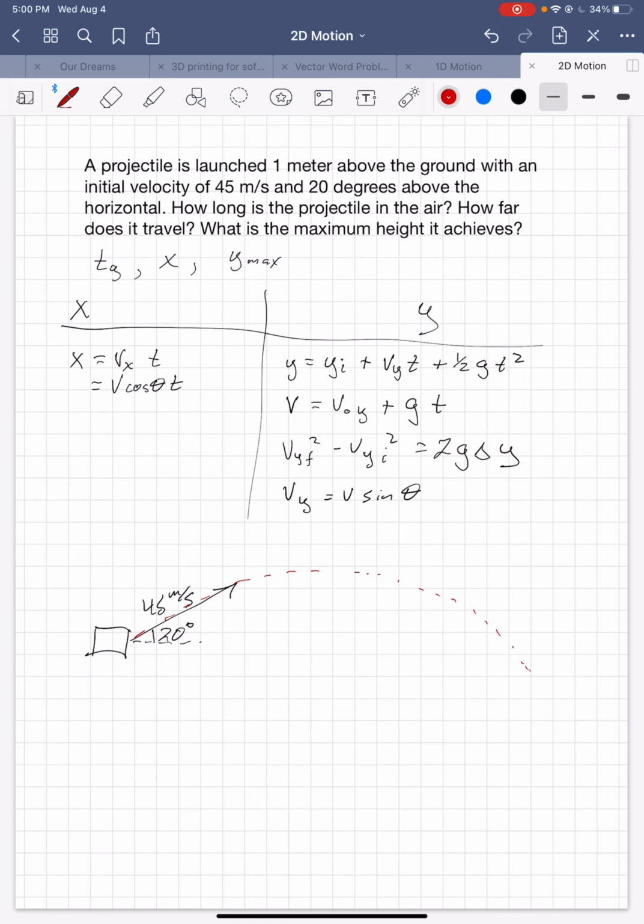As I begin to solve this problem, I need to think, what is it that I need to know? Well, to know how far it goes, I need to know how long it's in the air. To figure out how long it's in the air, I don't know the velocity when it hits the ground, but I know the distance it travels when it hits the ground, so I want to use this equation. We're going to figure out how long it's in the air and how far it travels first, and then we'll talk about the maximum height it achieves.